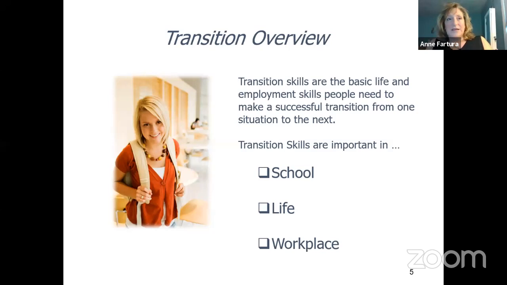However, this particular focus today is around transition as defined for students age 14 and older in Rhode Island, which is a little bit different than other states. Other states sometimes start at 16. We find that 14 and even younger works, because there's nothing that stops you from addressing transition earlier. We find that transitions in general need some planning, right? So they're the basic life and employment skills that people need to make that transition successful.